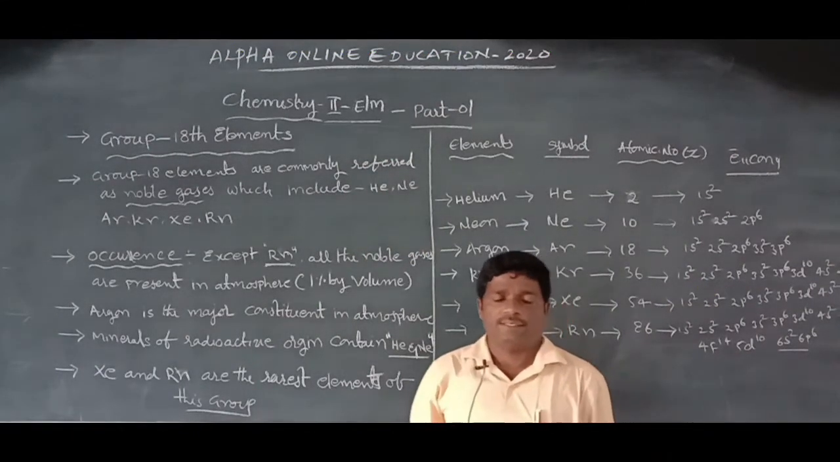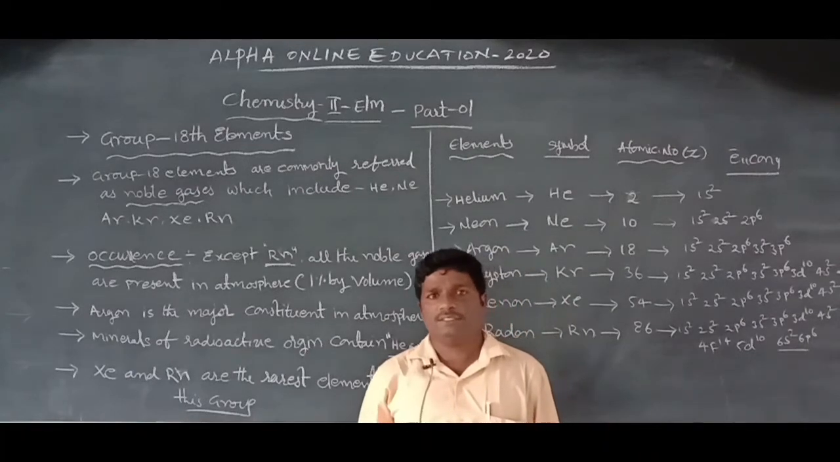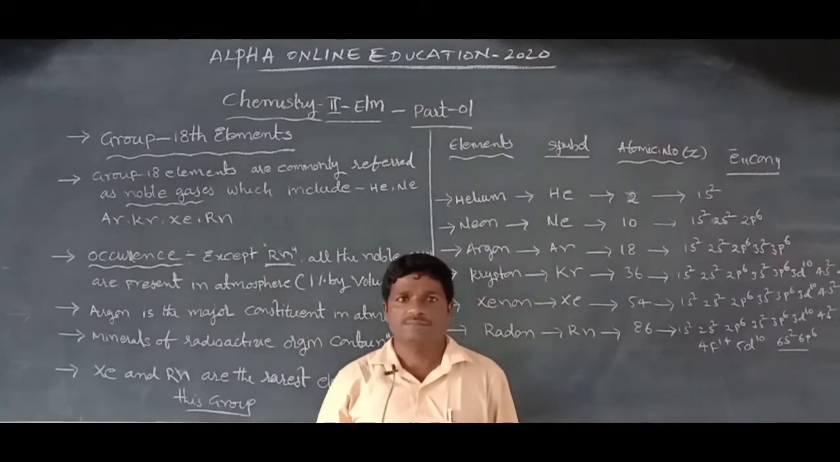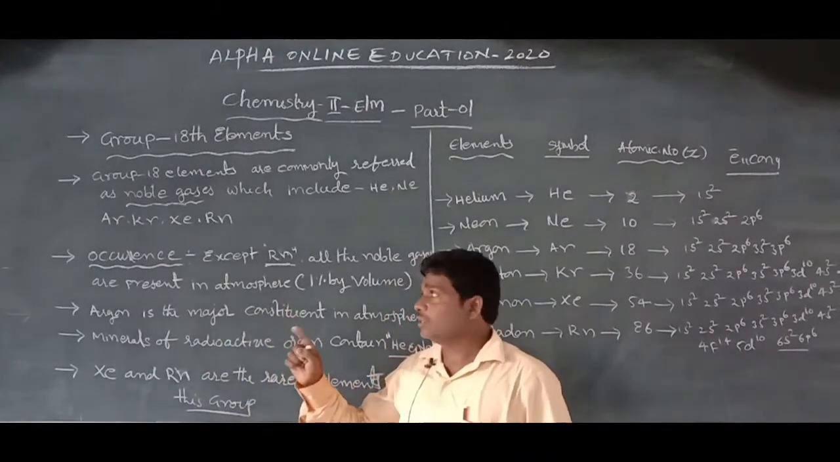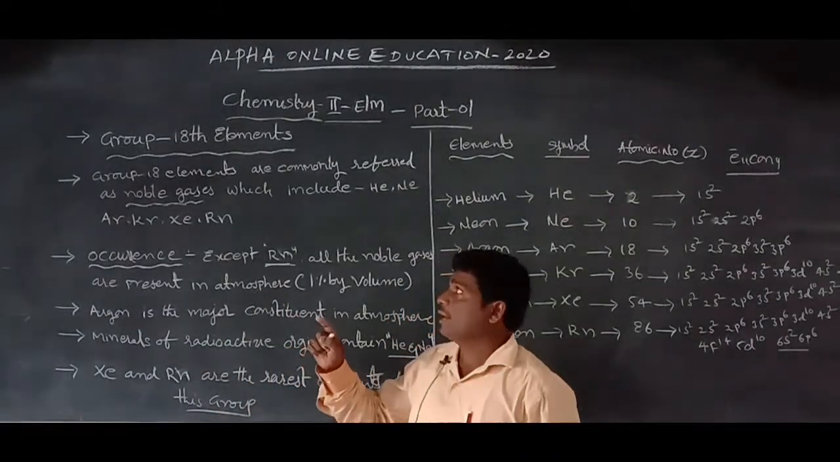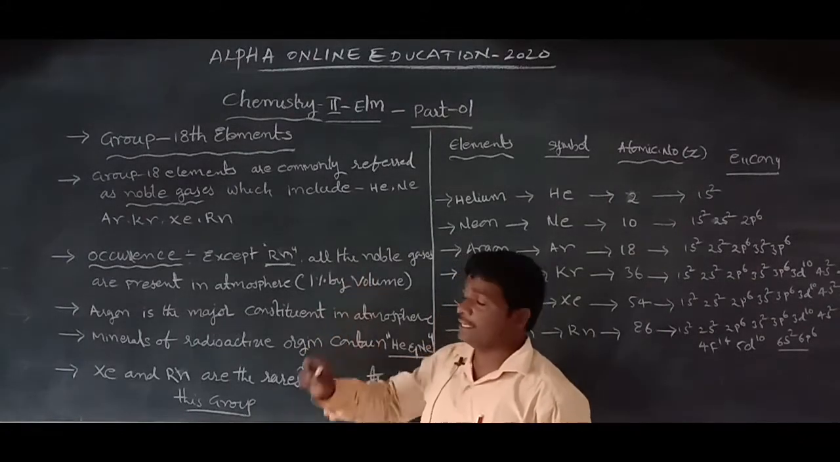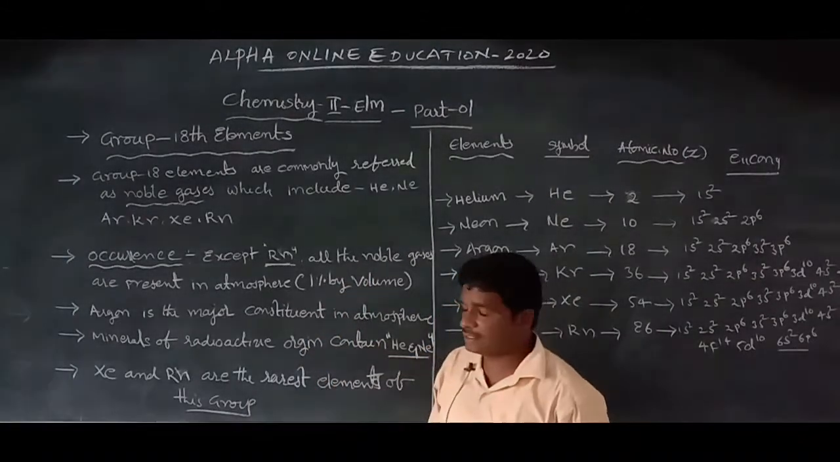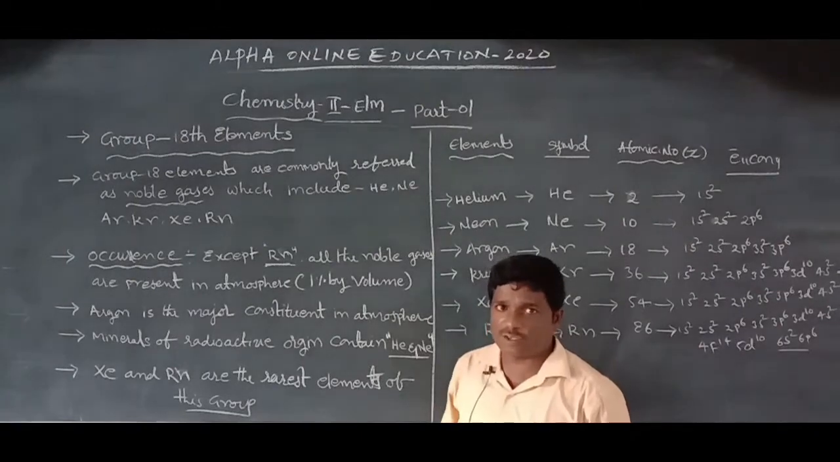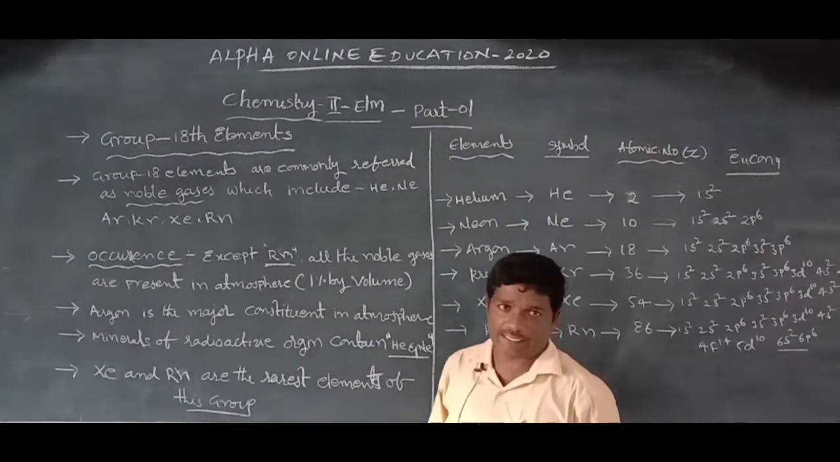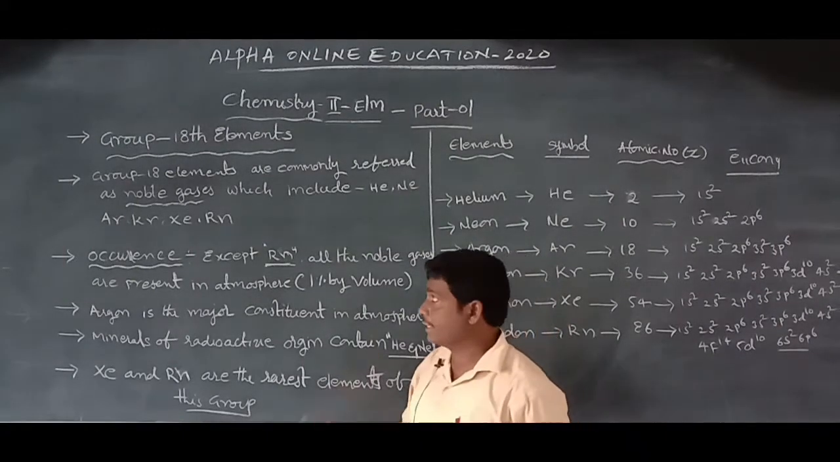Yesterday we discussed the 7th group elements, that was the last chapter. Today we will discuss another group, group 18 elements. It is also known as the noble gases or inert gases.